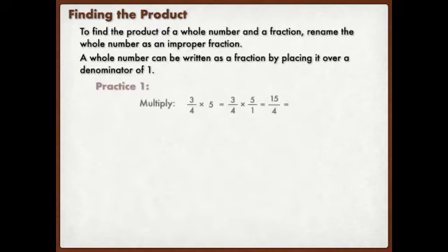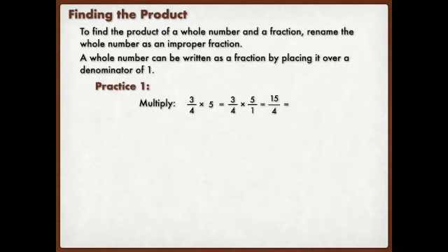To find the product of a whole number and a fraction, I'm going to rename the whole number as an improper fraction. So I need to turn it into an improper fraction. Now, if it's a whole number, such as in the practice example, 5, I'm going to turn that 5 into 5/1. 5/1 is the same thing as saying 5.